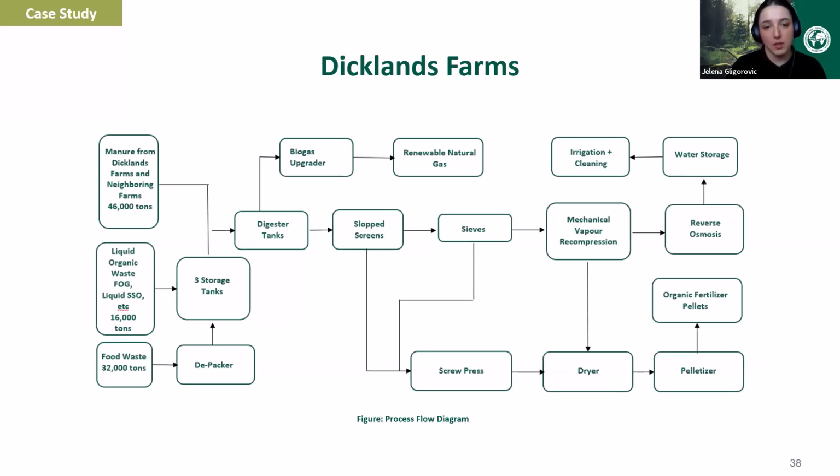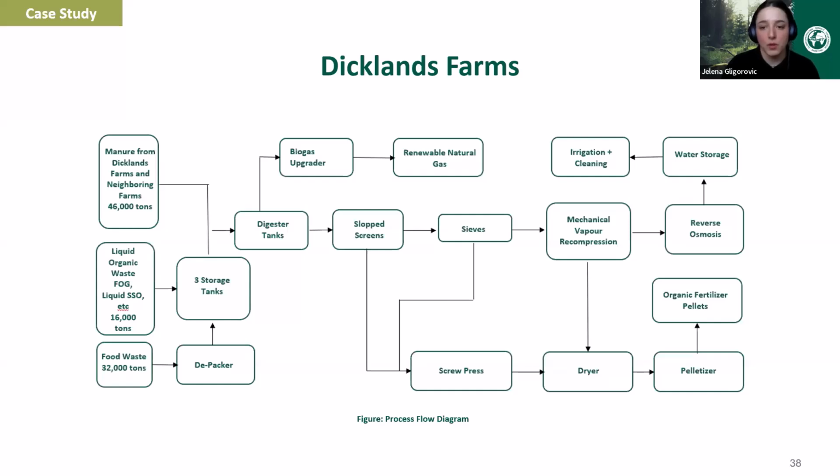The digestate here is interesting. So the digestate goes to sloped screens to capture large fibers, and then vibrating sieves to capture any small fibers. The liquid portion goes to mechanical vapor recompression, which separates the nutrients from the digestate by heating it to produce steam. And then once cooled, the steam turns into water, which undergoes reverse osmosis and is then used in the process as drinking water for the cows and as processing cleaning water for the plant as well.